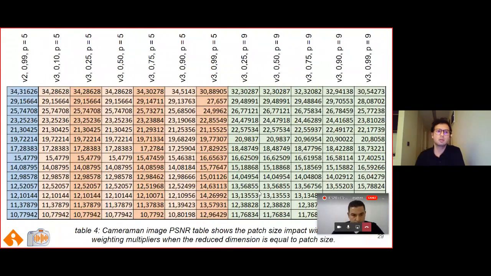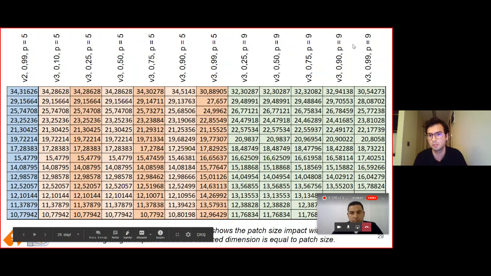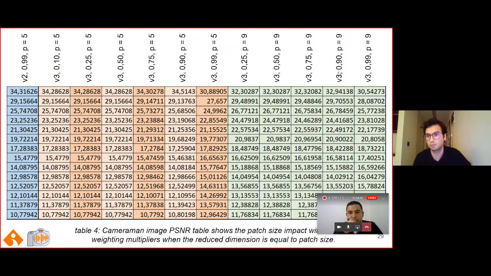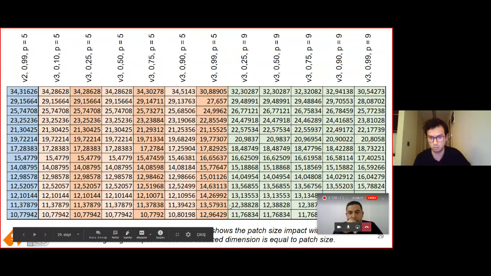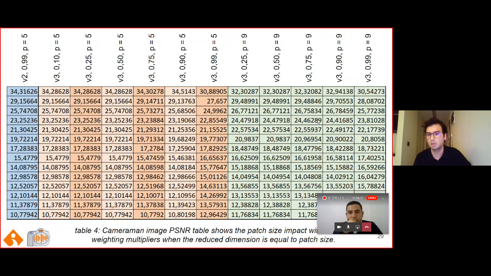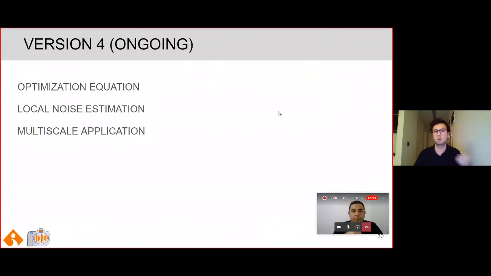Yeah, thank you. And then we want to reveal the patch size relationship with version 2. We are using version 3 here, again version 3, but the patch sizes are different. You can see the PSNR values of the patch sizes about the multipliers. For some images, in this case you can just see the cameraman result, but if you analyze the other photos, you can see that the patch size and the multiplier can be changed according to the image content.